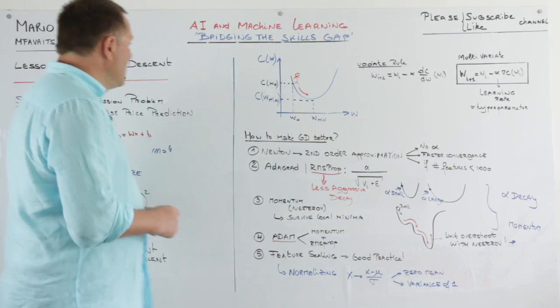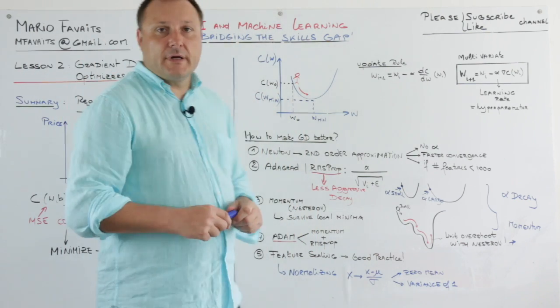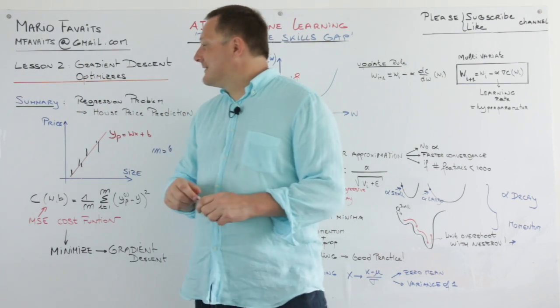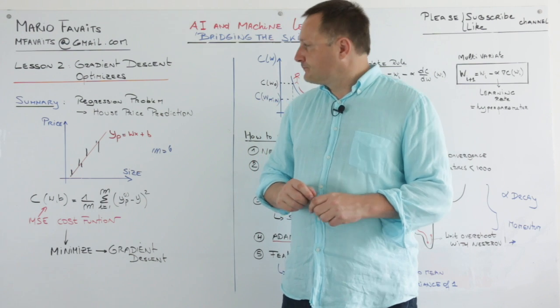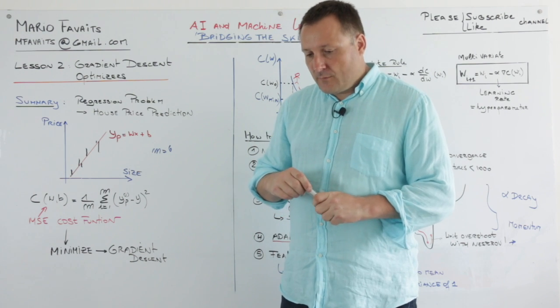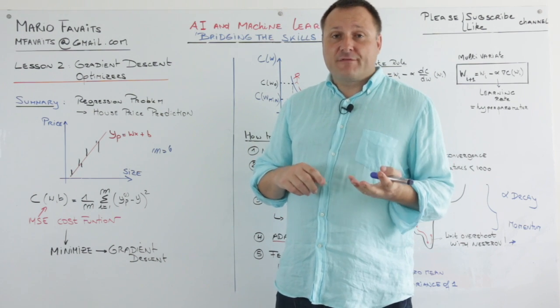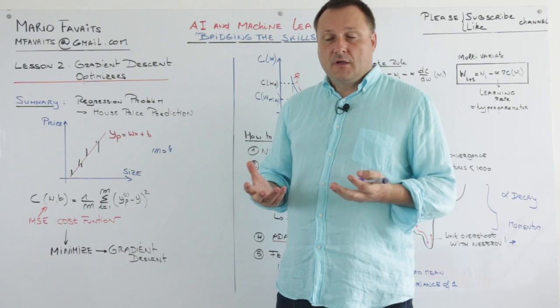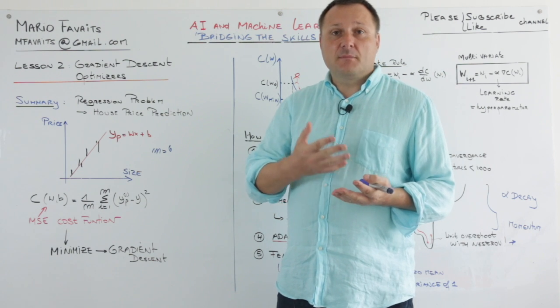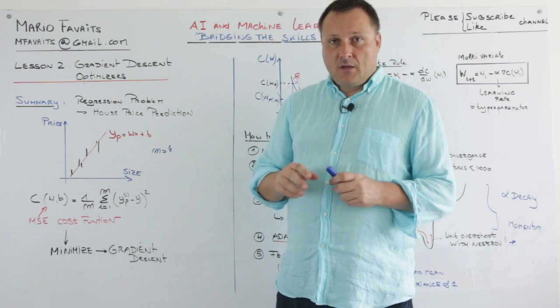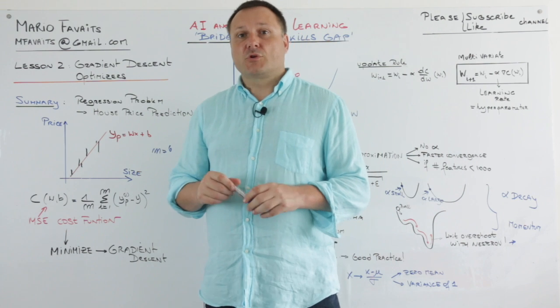Okay, that was it for lesson 2, gradient descent and optimizers. One more thing, remember a function can be convex and non-convex. We prefer convex because then the minimum is the global minimum. When it's not convex, it's a bit more challenging.